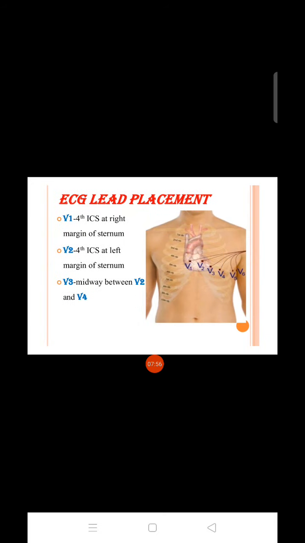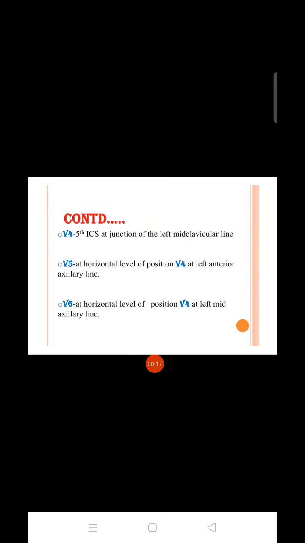Next, there is ECG lead placement. There are 12 leads of ECG. V1 is in the 4th intercostal space at the right margin of the sternum. V2 we keep in the 4th intercostal space at the left margin of the sternum. V3 is midway between V2 and V4. Next, V4 is in the 5th intercostal space at the junction of the left mid-clavicular line.